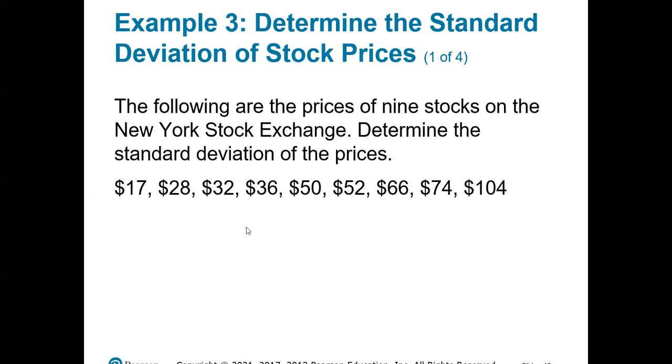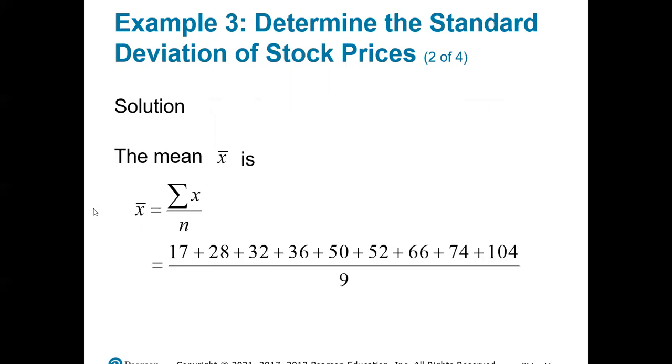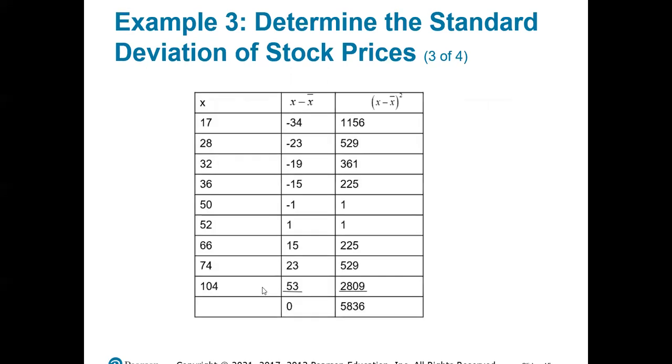So first of all, get the average, get the x bar. What is x bar? It is 17 plus 28 plus 32 plus 36 plus 50 plus 52 plus 66 plus 74 plus 104, and divide that by how many numbers we have. How many numbers do you have? 1, 2, 3, 4, 5, 6, 7, 8, 9. Divide the sum by 9. That's what they did here, and you get 51. So 51 is the mean of those numbers. That's step number 1. For each, you see the 17, 28, 32, all the way to 104. Those are the numbers given to us in the exercise.